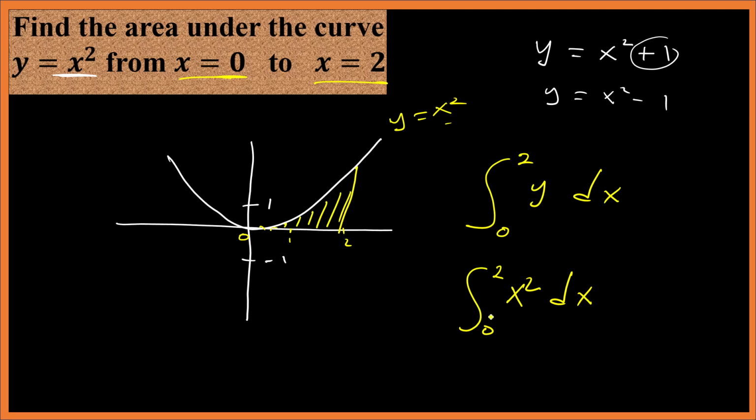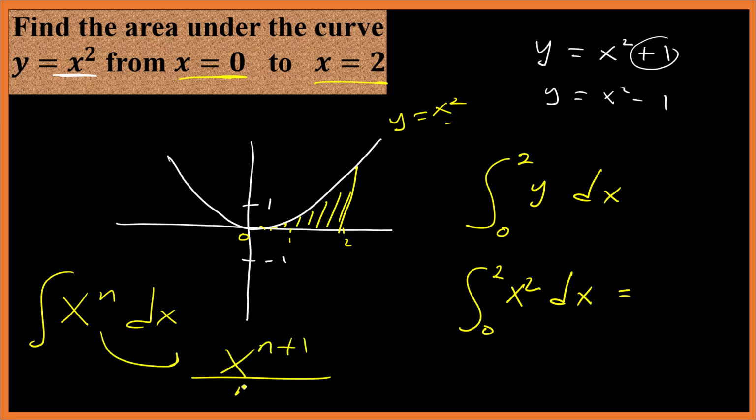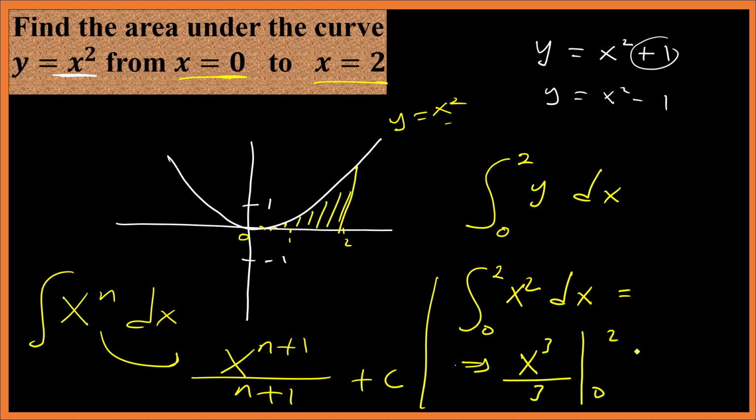So this one is very simple, we just integrate it. So integral of x squared, so let's do the integration, we'll add and subtract. The integral of x to the power n dx is simply x to the power n plus 1 over n plus 1 plus c, okay. So this one will be x cubed over 3, then we plug in the limits 0 to 2.